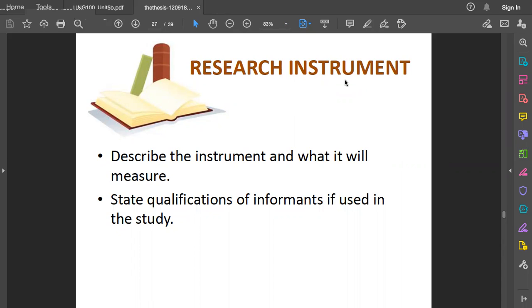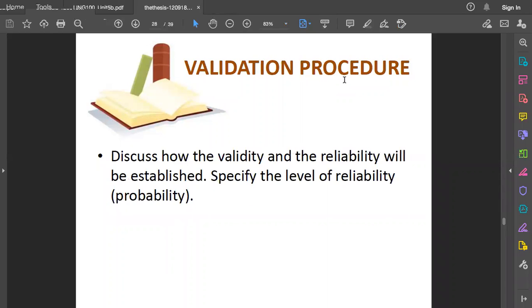Researcher-made medyo matrabaho kasi you need to validate the instrument first before mo siya gamitin.